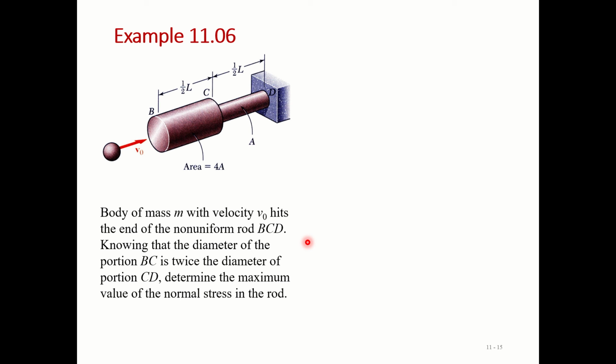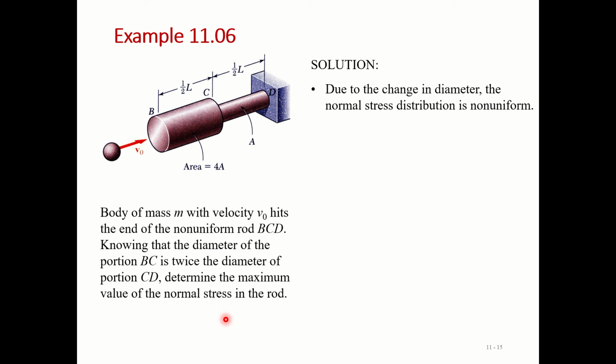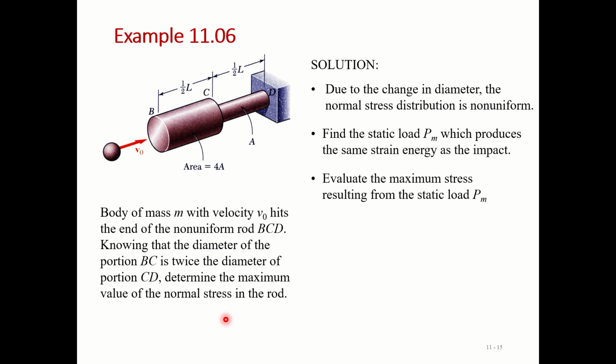So this is the problem in which we have a rod having two sections, one with a reduced area, and the other area is 4 times the area of the CD portion. This is A and this is 4A. Knowing that the diameter of the portion BC is twice the diameter of the portion CD, determine the maximum value of the stress in the rod. For this case, we will find out the strain energy under tensile loading for the individual sections, and then we will sum up.